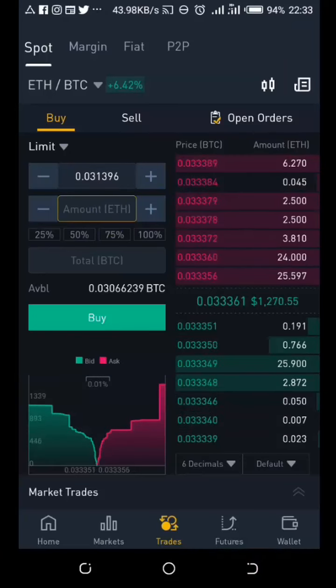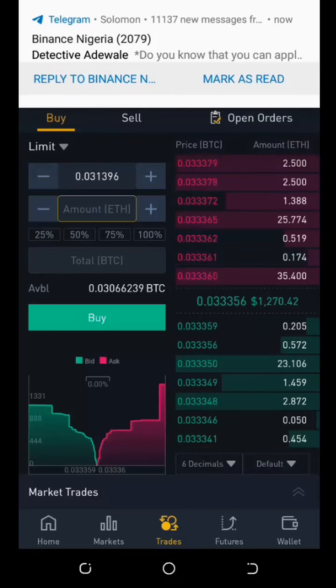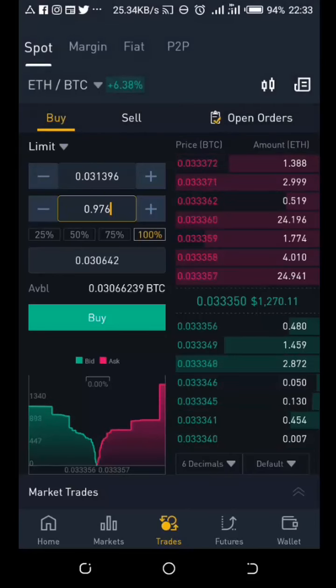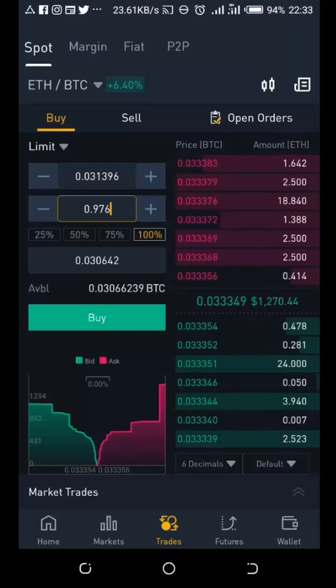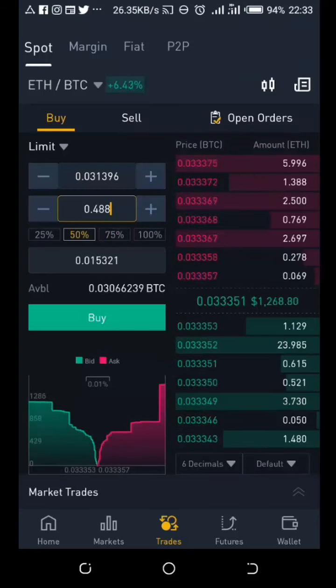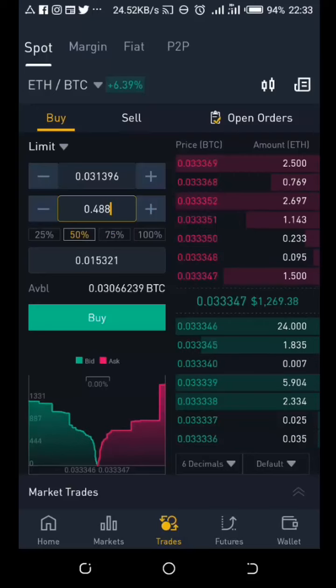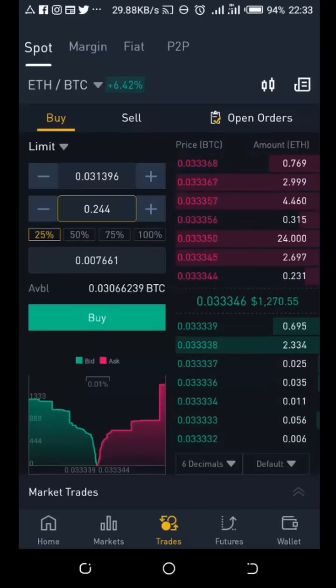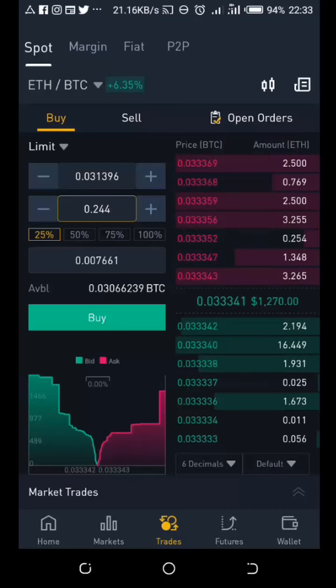If you want to buy with 100% of your balance, you click on 100%. If you want to buy with 75%, you click on 75%. If you want to buy with 50%, you click on 50%. If you want to buy with 25, you click on 25. This is just an example, so it's not actually going to execute it. We are going to cancel it, but we have to set it up. This is exactly how to set it up.